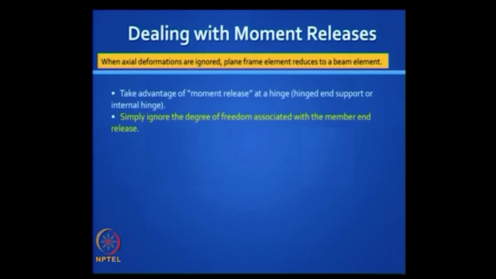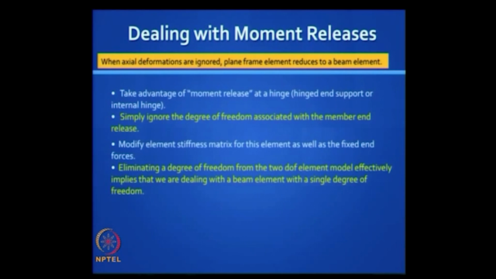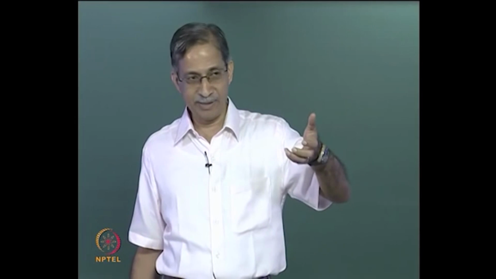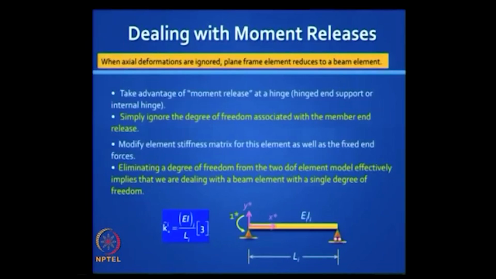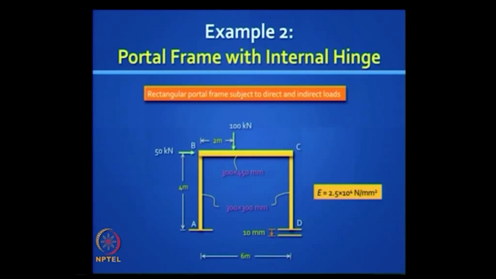Next topic, how do you deal with moment releases? When axial deformations are ignored, plane frame element reduces to a beam element. So we can take advantage of moment release at a hinged end or support or internal hinge. We do what we did for the beam. That means you ignore the degree of freedom associated with it, modify the element stiffness. 4 EI by L becomes 3 EI by L, and you have only 1 degree of freedom. If the other end is hinged, if it's a guided fix, you know it's going to be EI by L. So we will do this. This is what we have done earlier. Let's demonstrate for that same portal frame with an internal hinge.